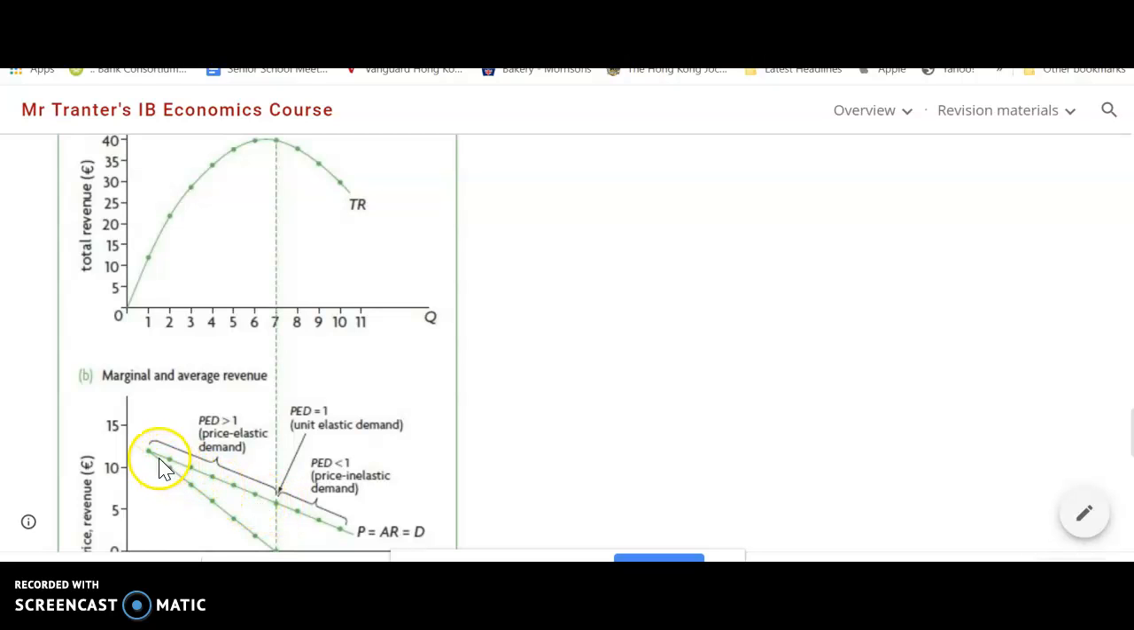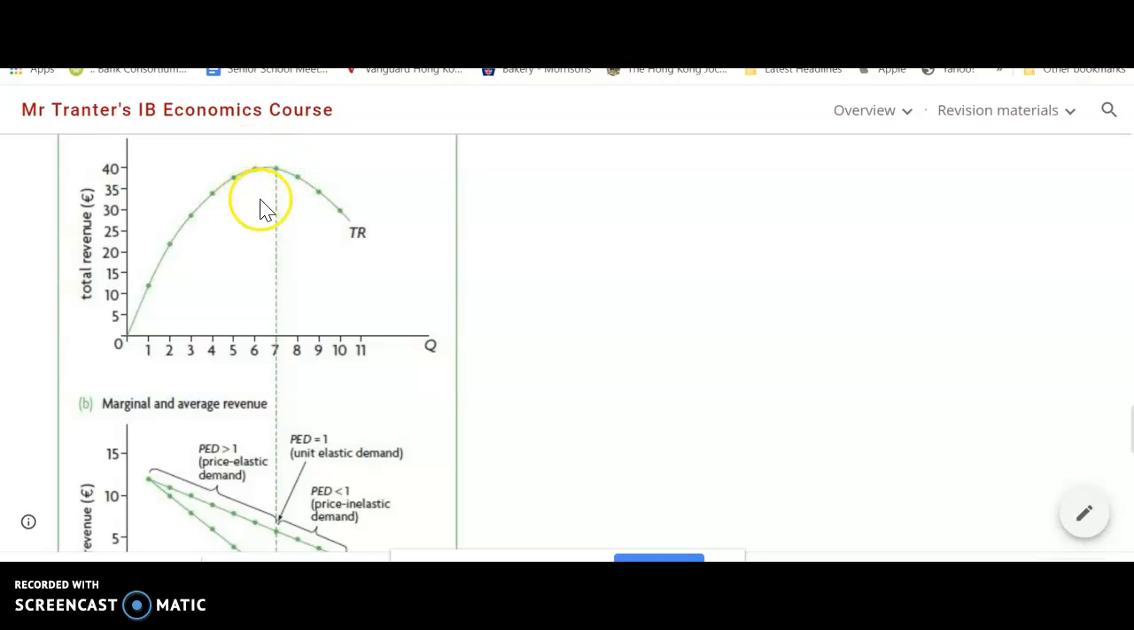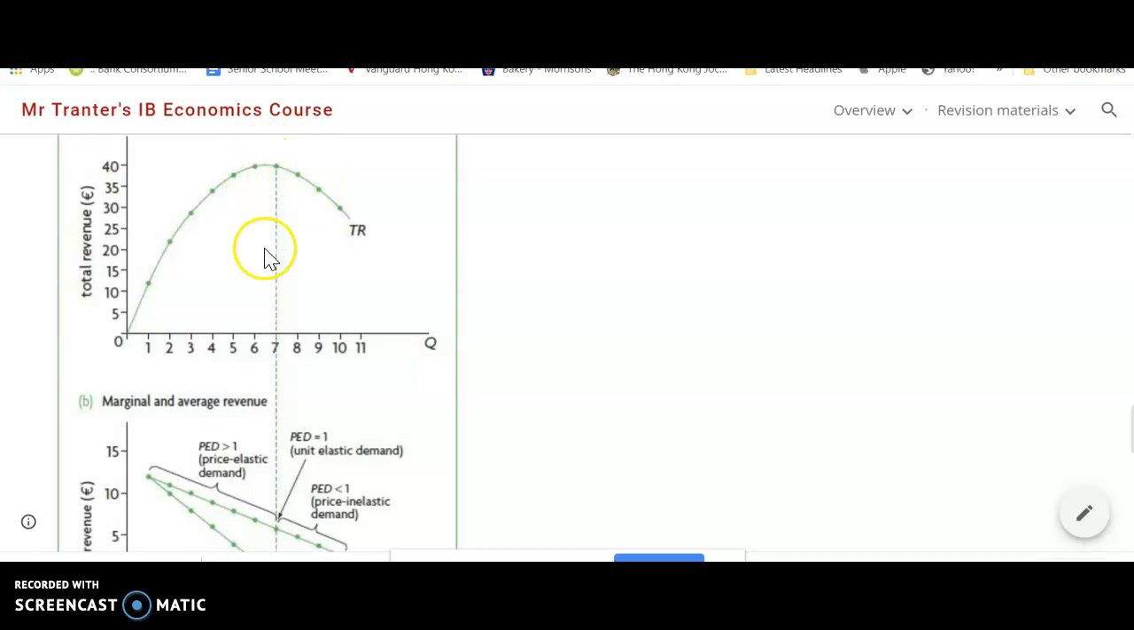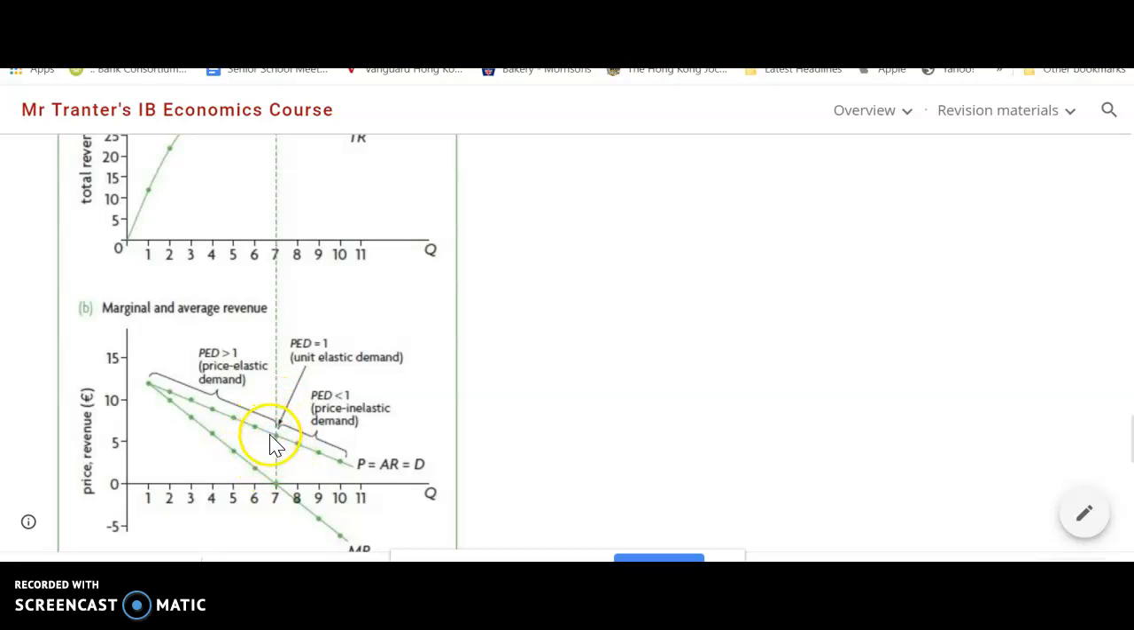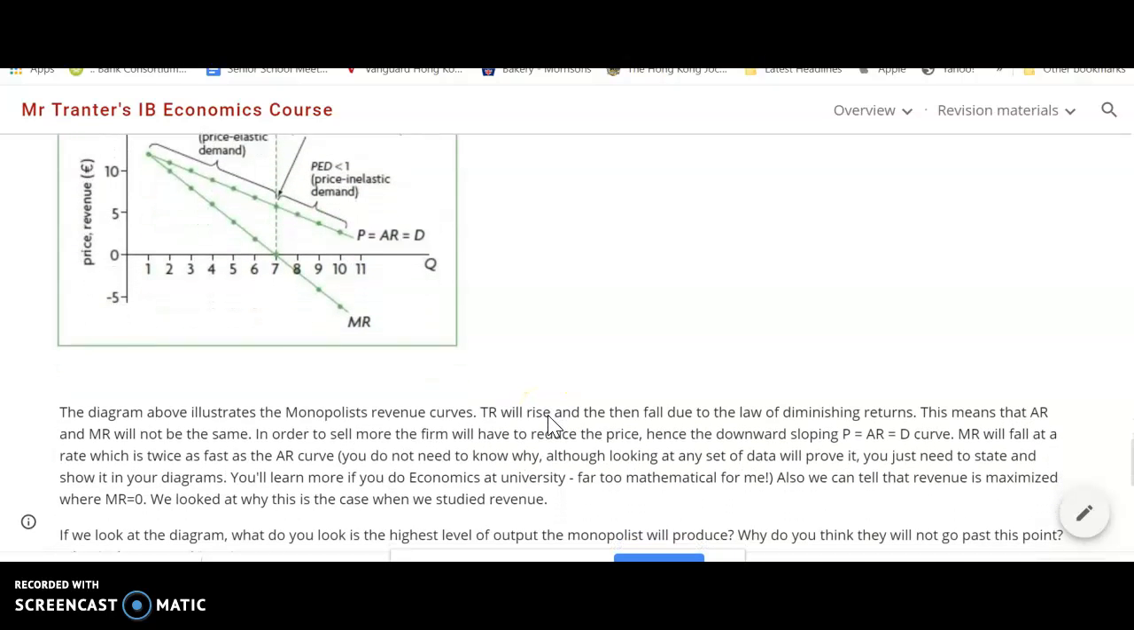Okay, at this point here, we know when something is price elastic, as the price falls, so we move down the demand curve, as the price falls, revenue will increase. But when we're on an inelastic part of the demand curve, when the price falls and it's inelastic, revenue will fall. Therefore, the highest point of total revenue corresponds to when elasticity is equal to 1, unitary elasticity, and when MR is equal to 0. Okay, so that's the relationship we have.